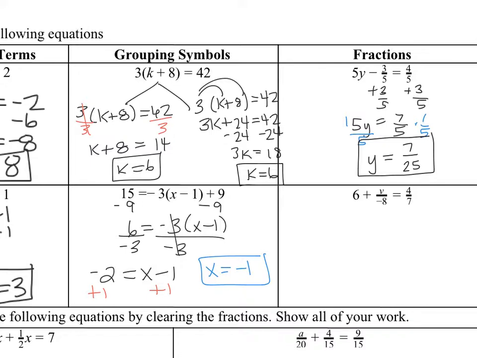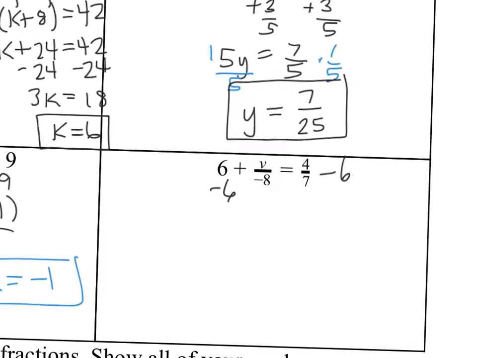Over here I'm going to subtract 6 first. So I have to deal with 4/7 minus 6. In order to do that, I need to get a common denominator. So I'm going to multiply the top by 7 and the bottom by 7. So I have v over negative 8 equals 4/7 minus 42/7. So this is going to be v over negative 8 equals negative 38/7.